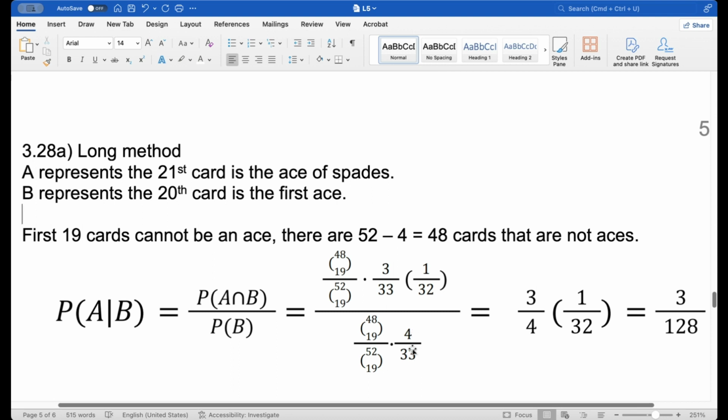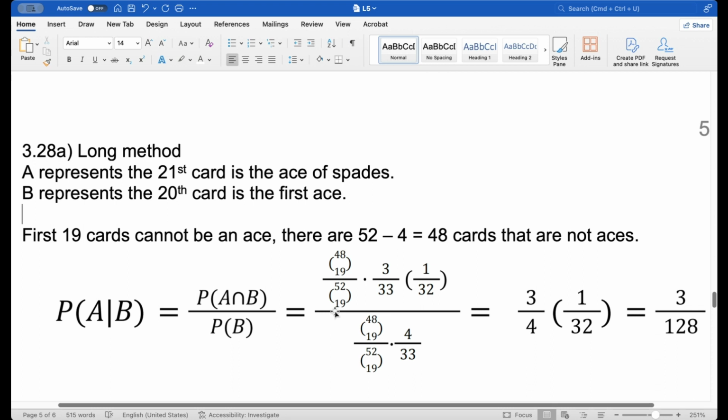Now, the numerator is the overlap. The numerator is doing all of the restrictions of B, but also getting the next card to be the ace of spades. So the first part is identical: the first 19 cards cannot be an ace. So it's 48 choose 19 over 52 choose 19. Then we have to get the ace that's not the ace of spades in the next draw. That's where the 3 out of 33 comes from. And then finally, the next card has to be the ace of spades, 1 out of 32.